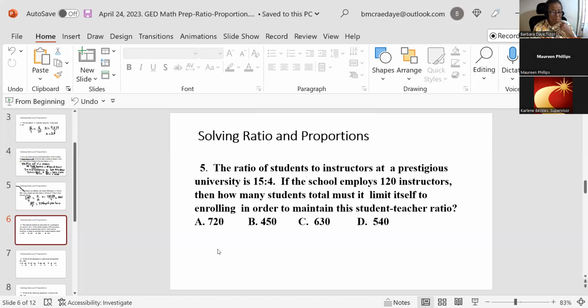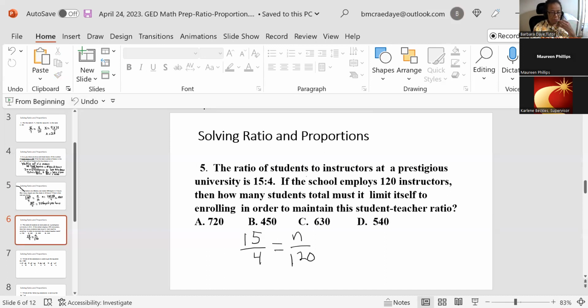I ain't getting none of their numbers. You're not getting it, but did you set up the ratio right? Yeah, I put 120, right? You have 15 over 4, and that's what students to instructors equal, and that would be n over 120. Is that what you have, Maureen?